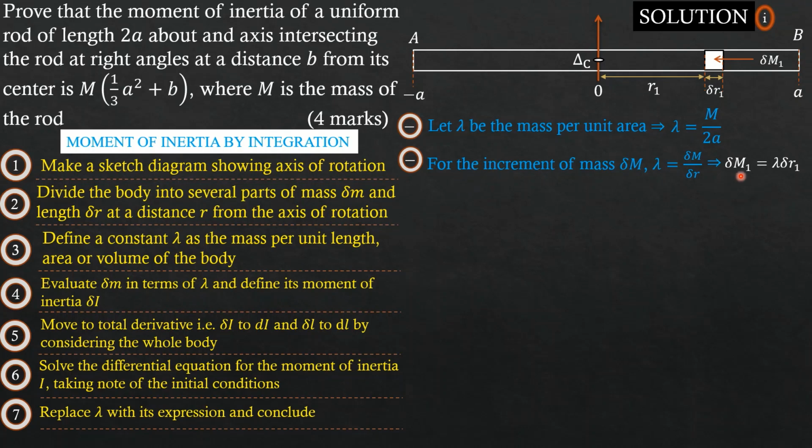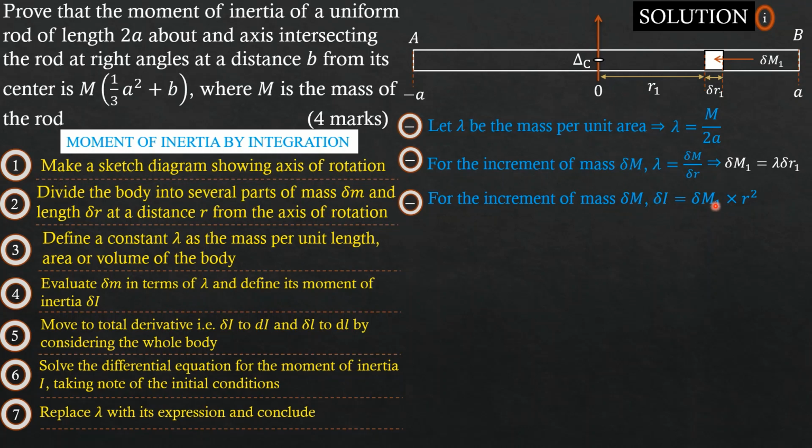So we have expressed delta m1, which is the mass of our small increment, in terms of lambda and also delta r1. Now next, we need to evaluate its moment of inertia. So for the increment delta m1, the moment of inertia is going to be what?